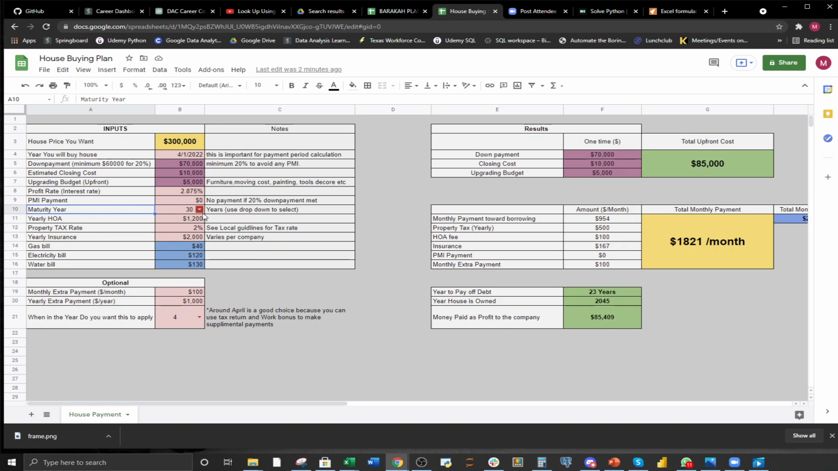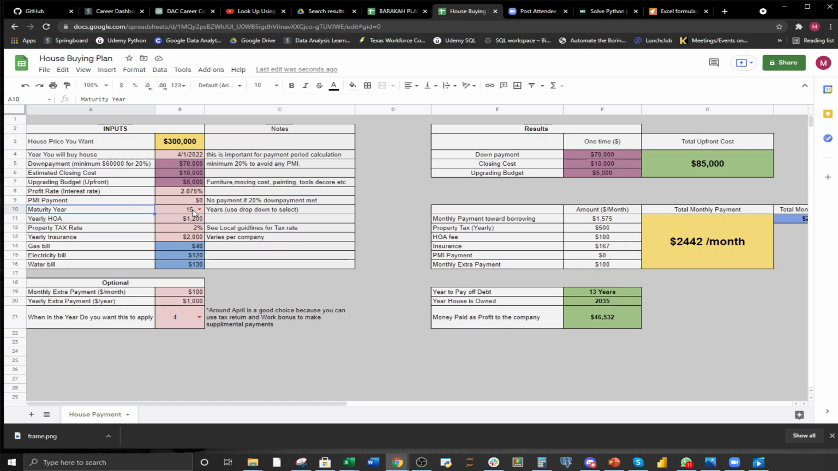And then maturity year. So whenever you do borrow money, the borrower will give you two options to pay it out. One is in 15 years, another is in 30 years. So the benefit of 15 years is that you will be paying less in interest or profit to that company that you're borrowing from. Basically, the way these people make money is the extra amount of money that you give them. So if you pay it off in 15 years, take notice of this number here. This is the money you will be paying to that company as a profit in the form of either profit rate or interest rate.